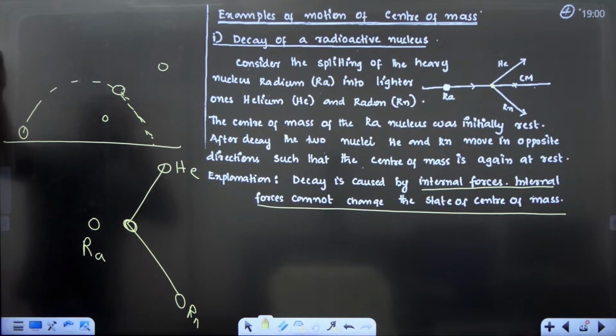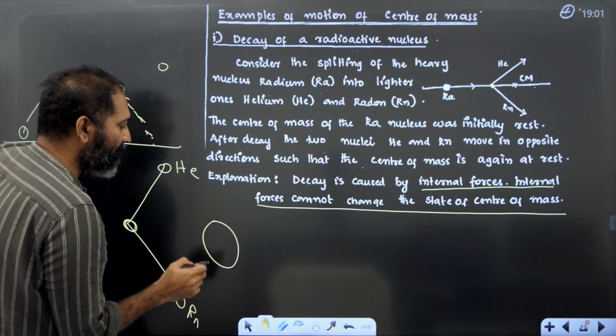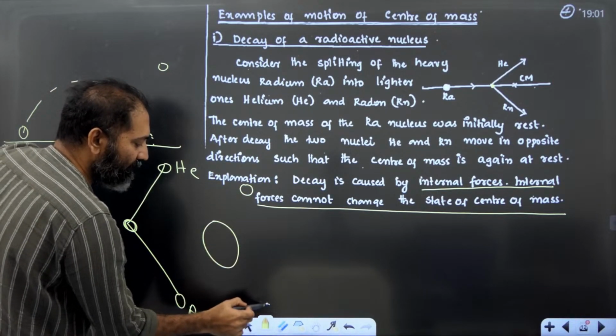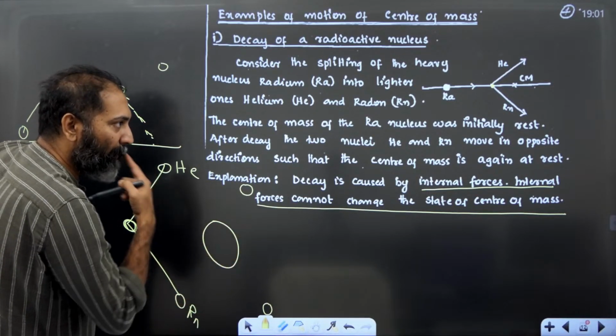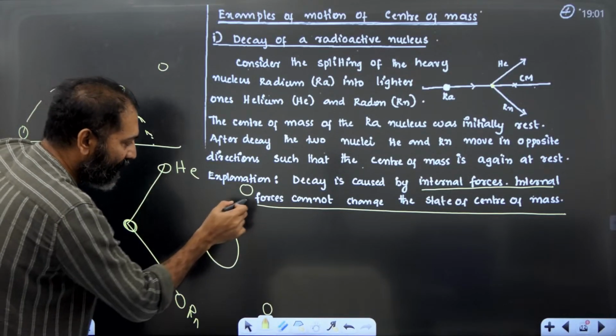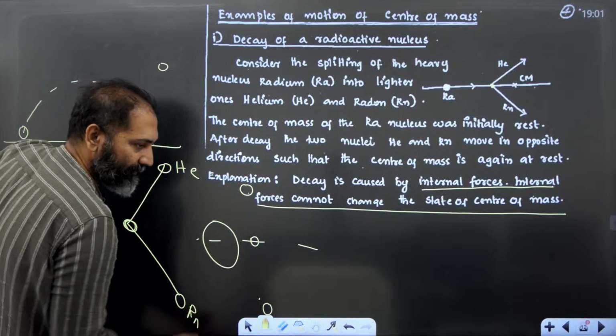Here the problem is that students will be thinking, sir, originally this much radium was there. Now a certain portion is going to this side, a certain portion is going to this side. What is center of mass? It is the point at which the whole mass can be assumed to be concentrated. That point will be exactly in between these two opposite points.